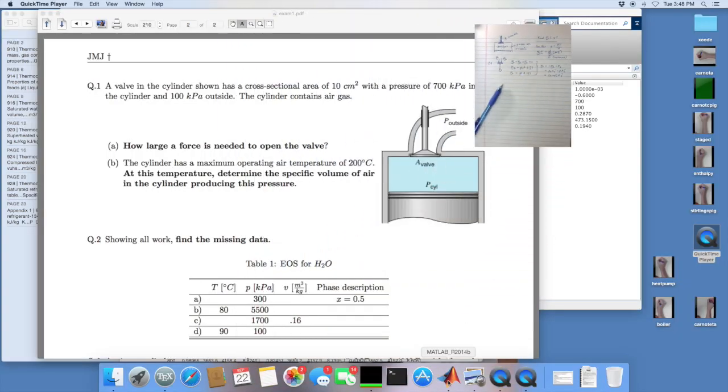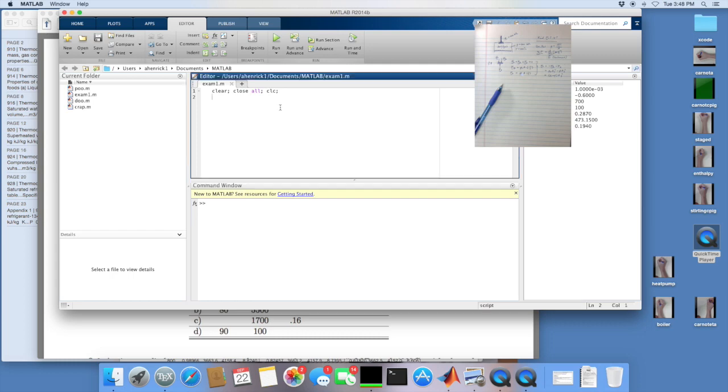It's a very simple computation. So we start off with a very simple initialization of the MATLAB: clear, close all, clc. Let's enter in our specifics for this first question. So the pressure is 700 kPa. The temperature is 200 plus 273.15.